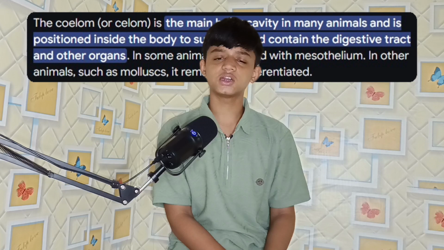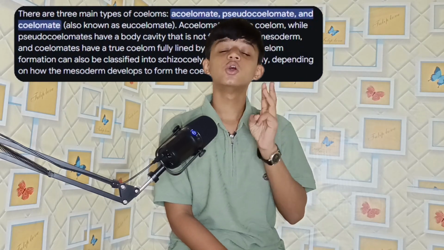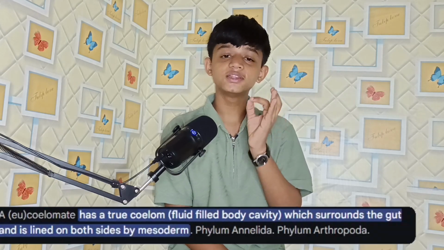But let's first understand what a coelom is. A coelom is the distance between the internal organ and the outermost layer, and it should be an empty space. The empty space between the internal organ and the outermost layer made out of mesoderm is called a coelom, or cavity. There are three types of coeloms: eucoelomate, acoelomate, and pseudocoelomate.